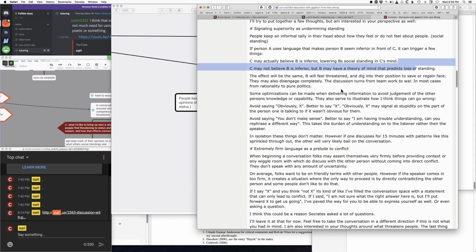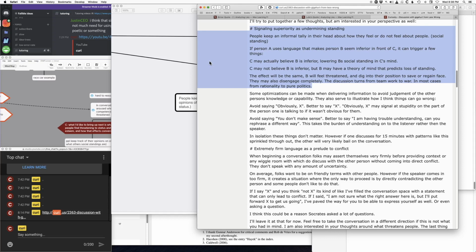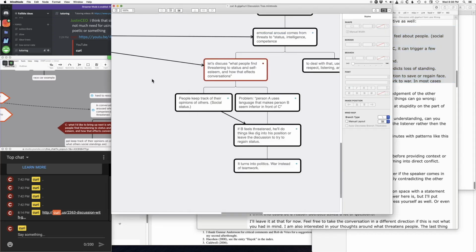Okay, does the stuff he's saying make sense to you? In this part, what is he talking about? You gave him a prompt, and then he started saying things about it. The prompt was about social dynamics in discussion, specifically what people find threatening to status and self-esteem.